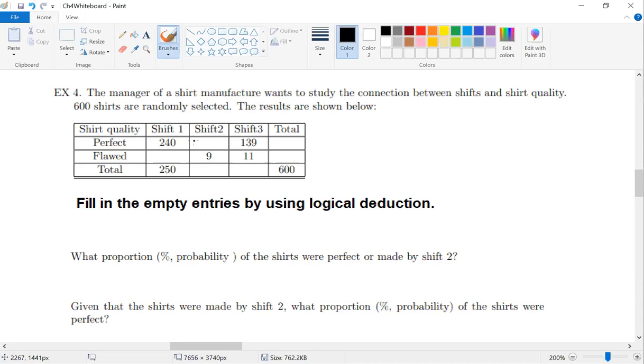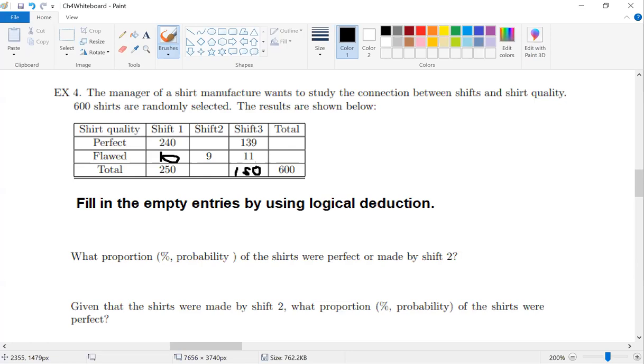So step two, go to the columns. This one, 240 plus something has to be 250. Pretty obvious, that's 10. That is the widest looking zero in the history of the country. Who cares? Shift two, can't do anything. Shift three, 139 plus 11 is our total. That's 150. Can't do anything with the next total column.